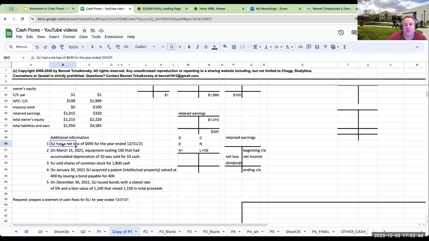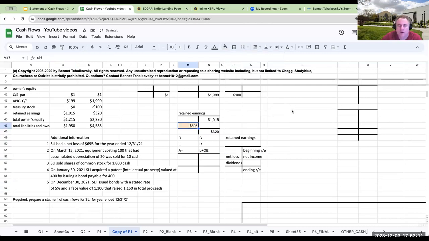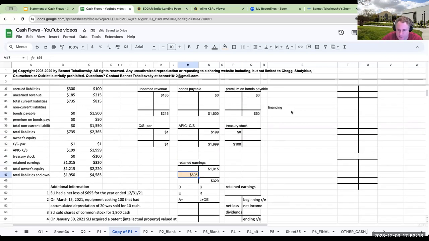We had a net loss of $695 for the year ended 12/31/21. Where does that go? Well, in our statement of retained earnings, right? If we have a net income, it would go on the right-hand side. If it's a loss, meaning we lost money, it's going to go on the left. So over here, we've got retained earnings. We're going to go ahead and debit that for $695.